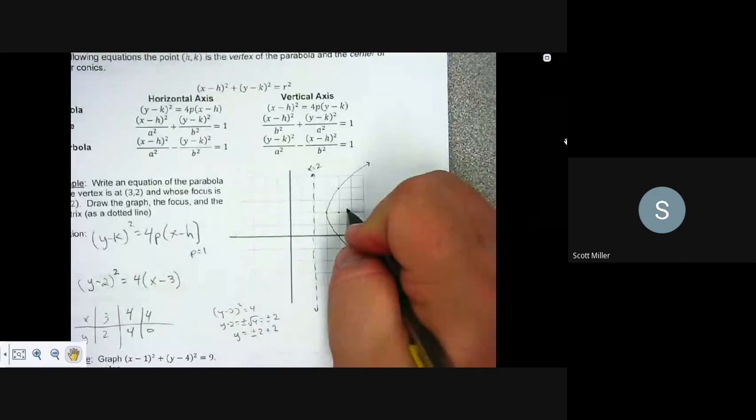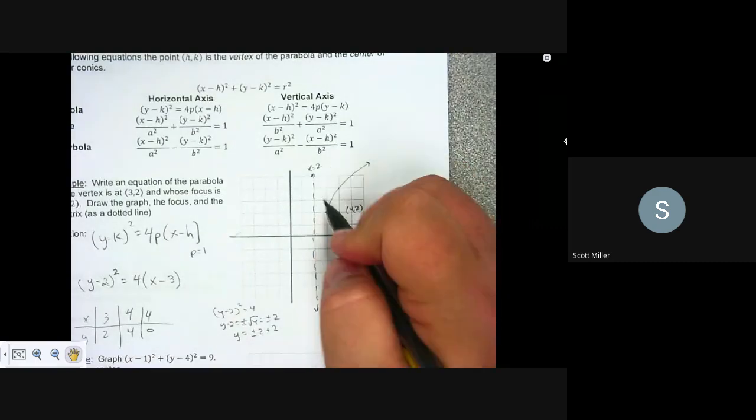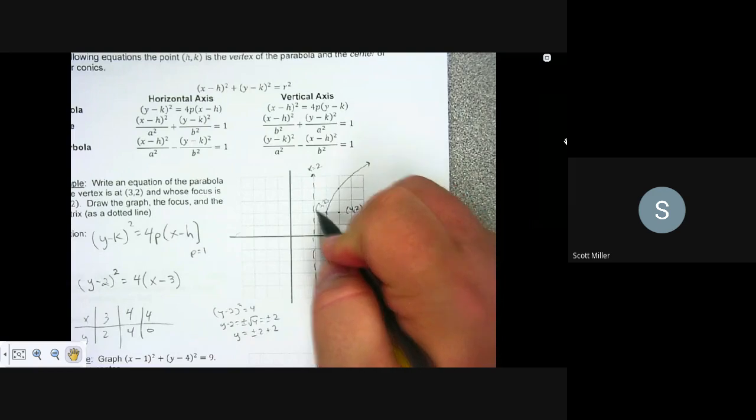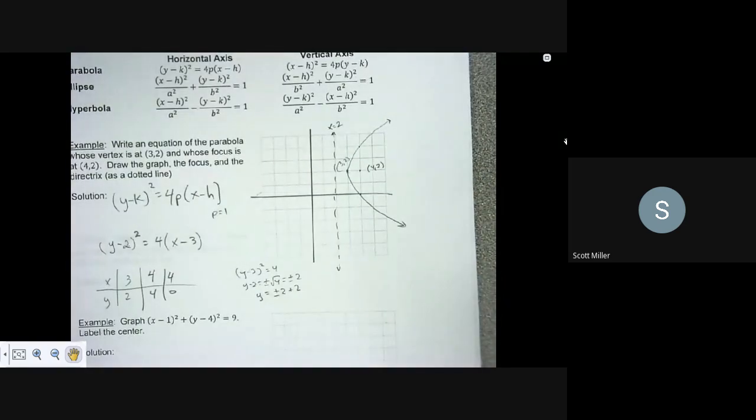Label everything. So this right here is the point 4, 2. This is the vertex at 3, 2. And the directrix is labeled, and there you go. There is our parabola.